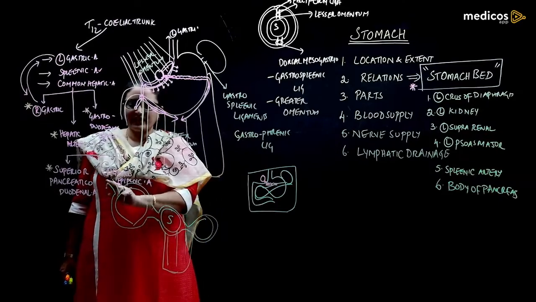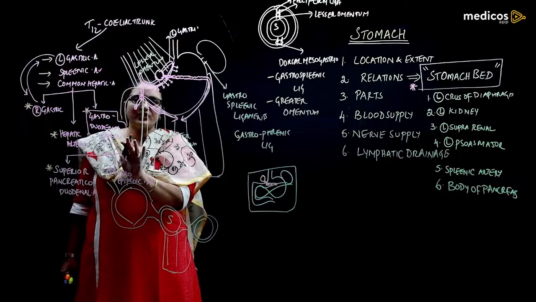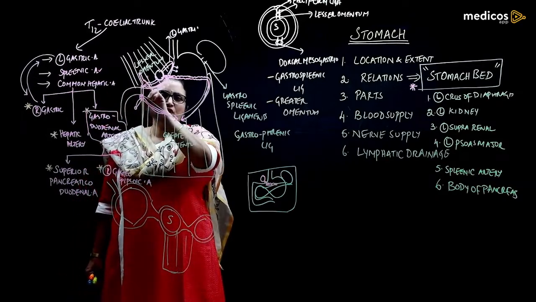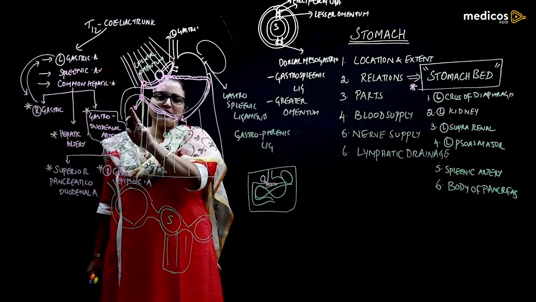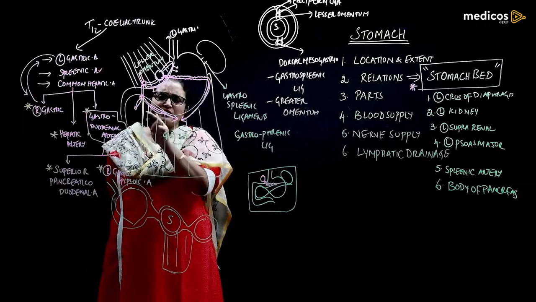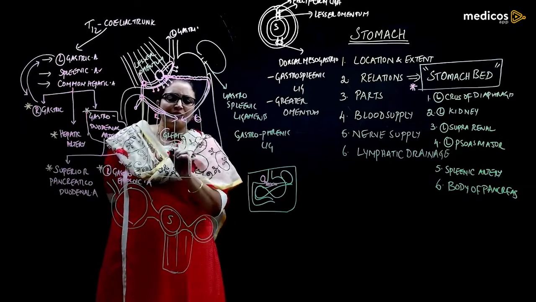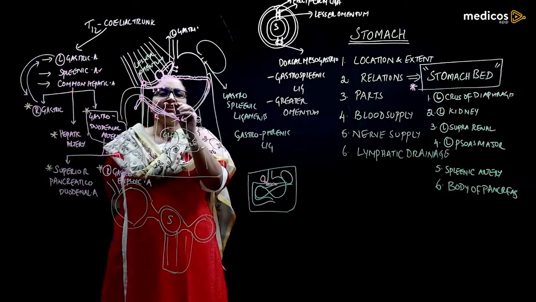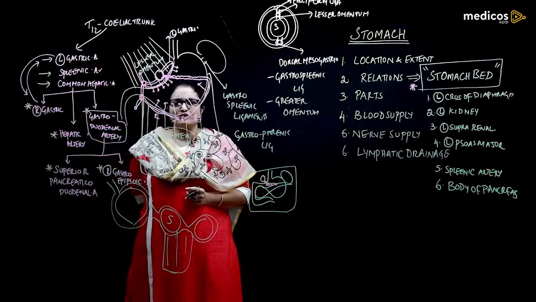From where did we get the right gastroepiploic? This is from the gastroduodenal artery. Where did we get this gastroduodenal artery from? From the common hepatic artery. So gastroduodenal, which is a branch of common hepatic, divided into superior pancreaticoduodenal and the right gastroepiploic. So this right gastroepiploic and the left gastroepiploic reach into the greater omentum and anastomose and start supplying the greater curvature and major part of the anterior and posterior surfaces of the stomach.